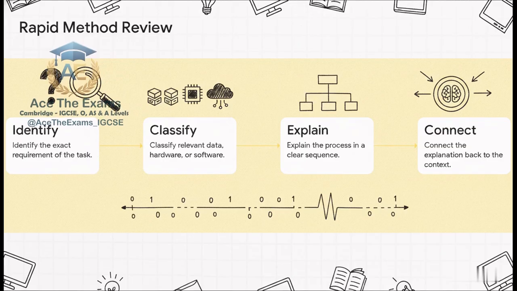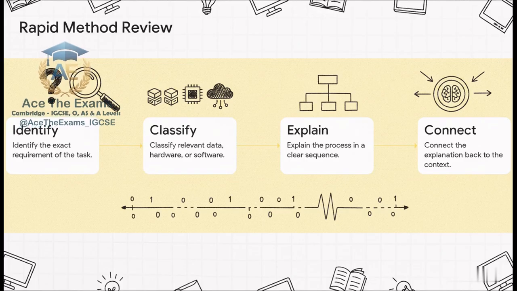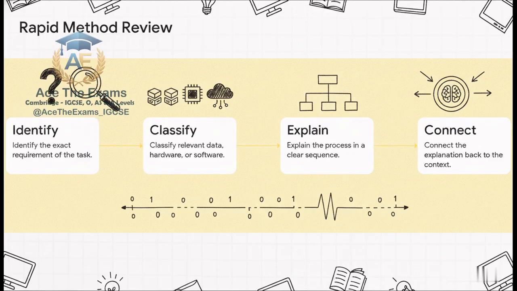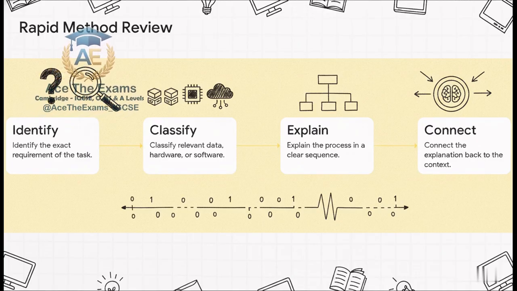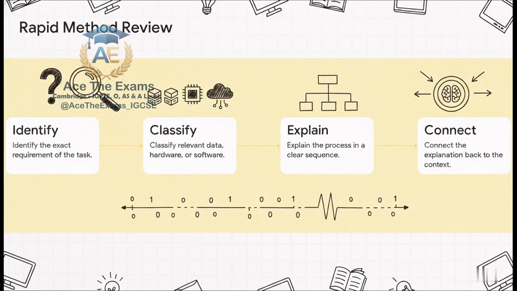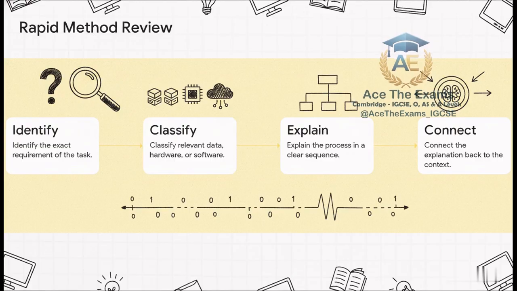Step 4. Connect to context. Does the question want causes, effects, advantages? Connect it back. Look at how Alex's original broken answer transforms from a generic "binary is base 2" into a precise, step-by-step explanation of binary data transmission inside a specific network scenario. The mark potential progress bar just shot straight from 20% all the way to 100%.